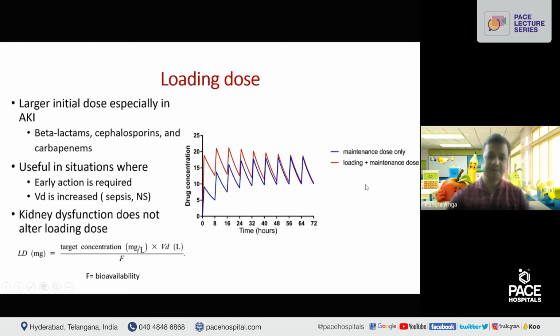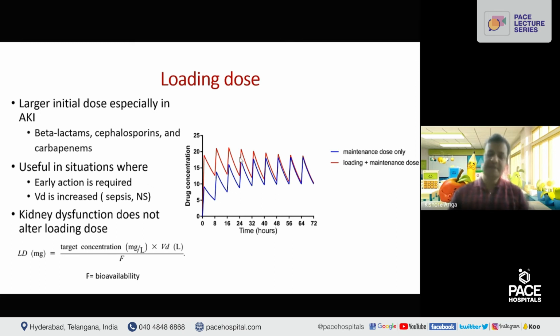The loading dose which we give to these patients is to attain the target therapeutic concentration as early as possible. If this blue line shows the time taken for a drug to reach a concentration level which is adequate, or maintenance level, after 24 to 32 hours, the initial 3 to 4 half-lives have been taken for the drug to reach this level. But if you give a loading dose, from the second T half only, the drug has reached the therapeutic target level. So the reason we give a loading dose is to get the therapeutic concentration as early as possible.